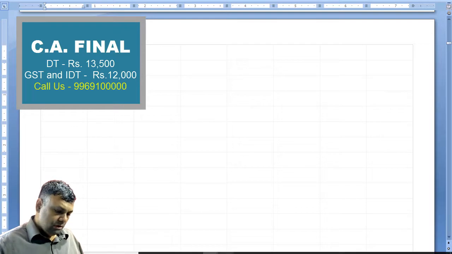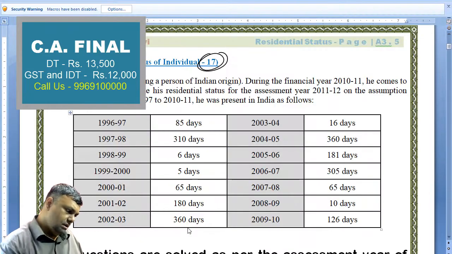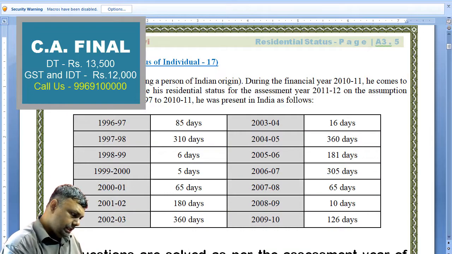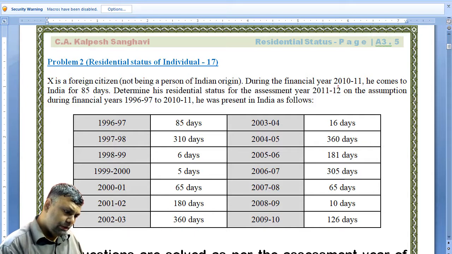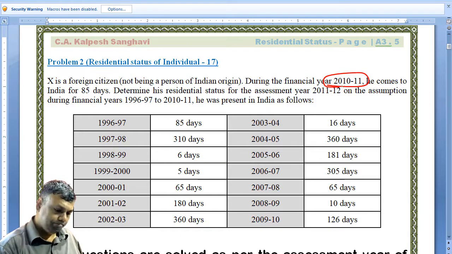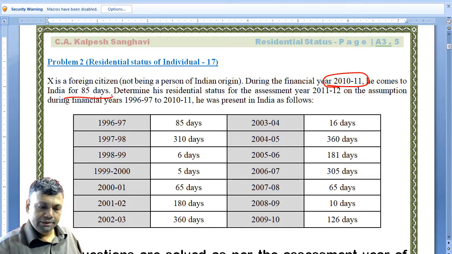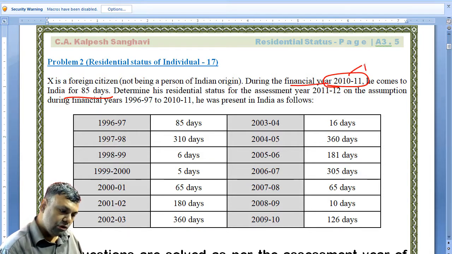Okay, so let's go to the question. Let me read the question again. There's no hurry, friends, so don't think you want to immediately solve the question. Not like that. During the financial year, this is your financial year, and you want the answer of residential status for this financial year. He comes to India and has stayed for 85 days. So if this is your previous year, your assessment year is going to be 11-12.